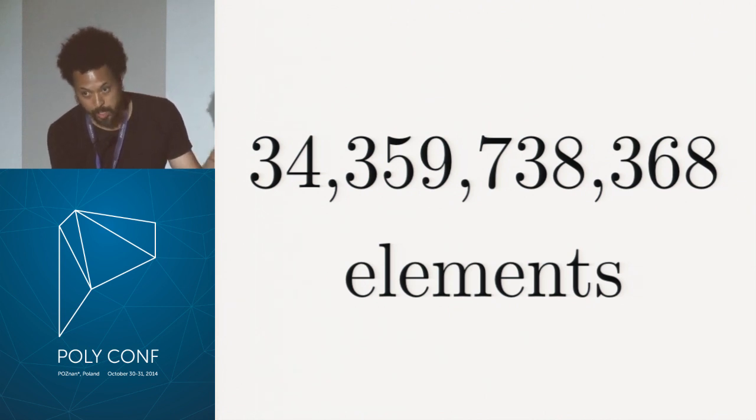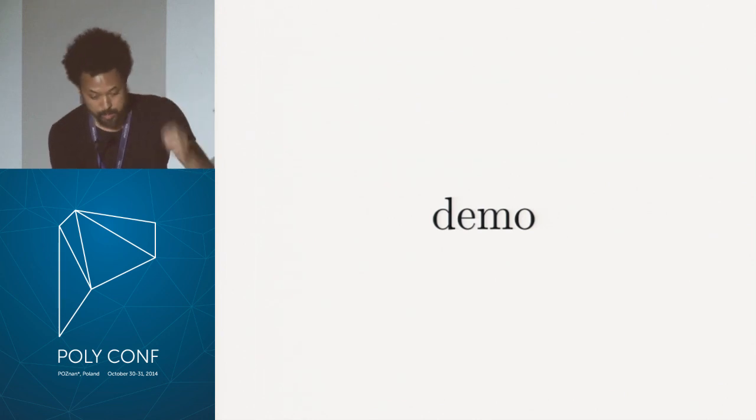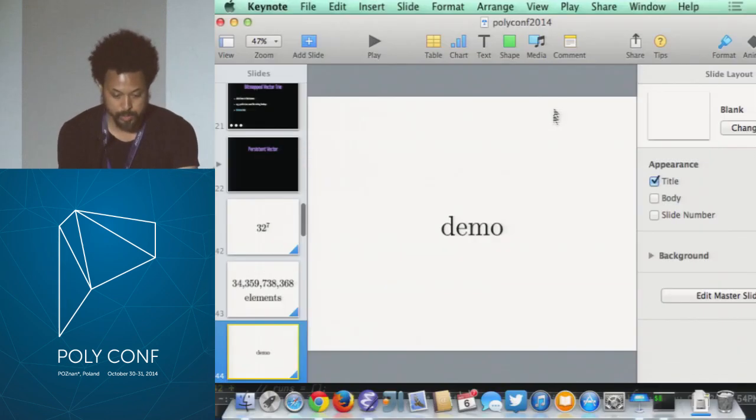So at most in this data structure, you would have to do 7-bit operations, 7 array lookups to find any element. To update this massive data structure, at most you'd have to copy 7 arrays that have 32 elements each. And this is just a mem copy. This is very fast. Okay, so that's a lot of talk. Let's see some numbers. A little simple demo.